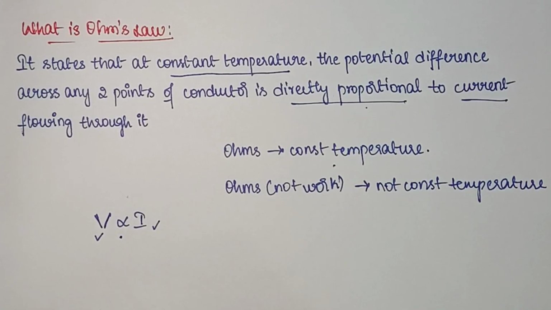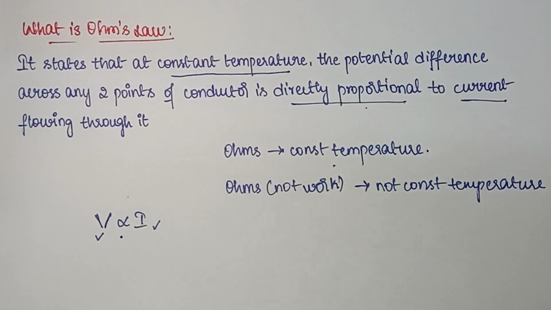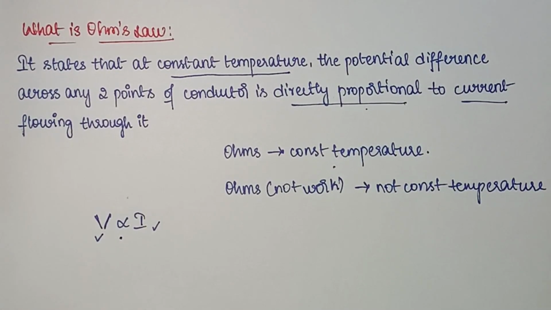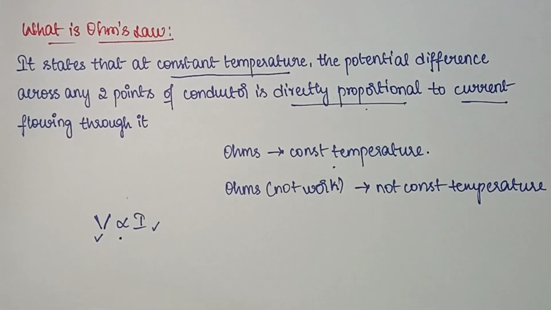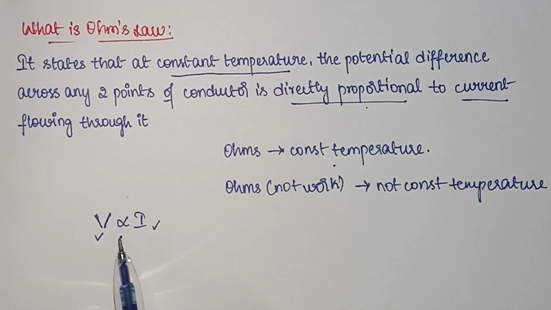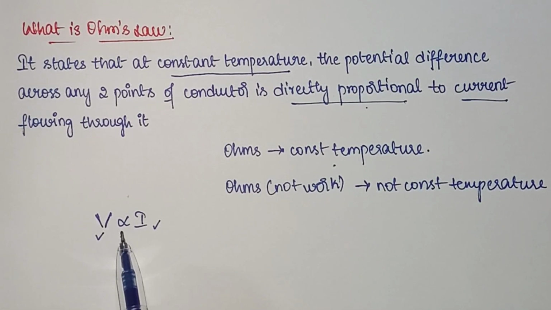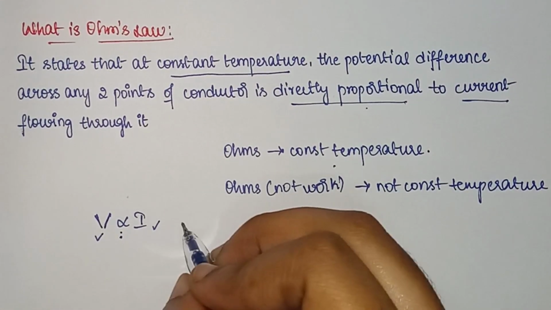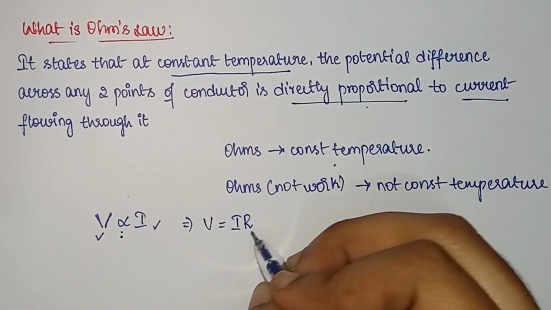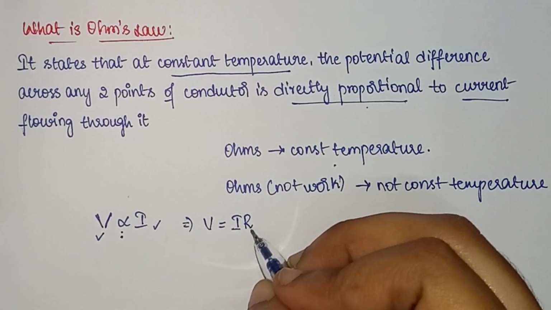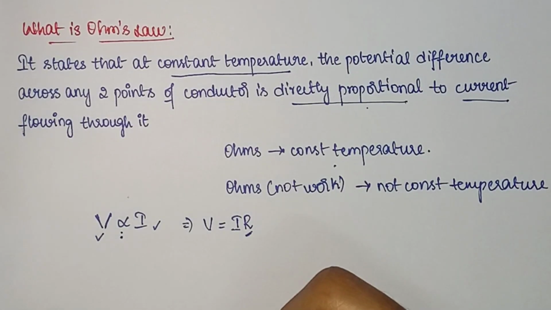So when we are solving any equation and when we are removing proportionality, we will be getting a constant. We already knew this as we learned this in our mathematics. So what will happen now? If we remove this proportionality symbol, we will be getting a constant. So we will get V is equal to IR. Since we removed proportionality, the constant we get is R.